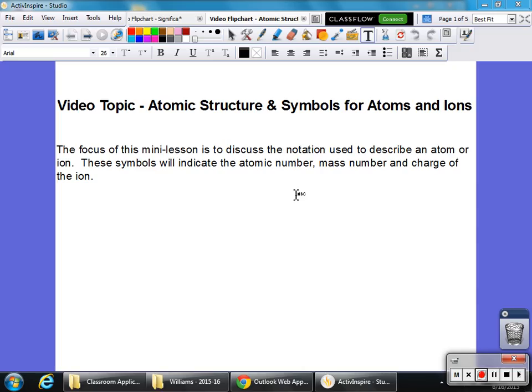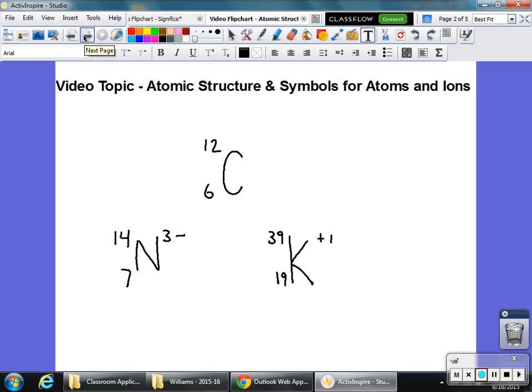And today's mini lesson is going to be on atomic structure and symbols for both atoms and ions. And it's extremely important to remember that when we're talking about these structures and symbols, we're going to look at atomic number, we're going to look at mass number, and how charges affect the number of those subatomic particles within the atom. Now, here you see three different symbols, and let's first analyze the carbon symbol to start.